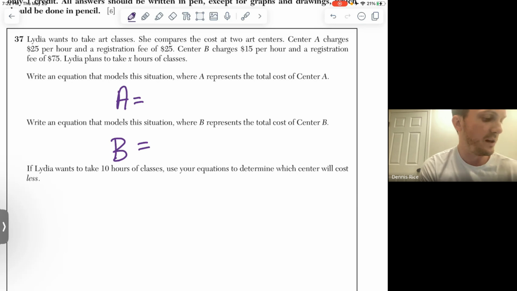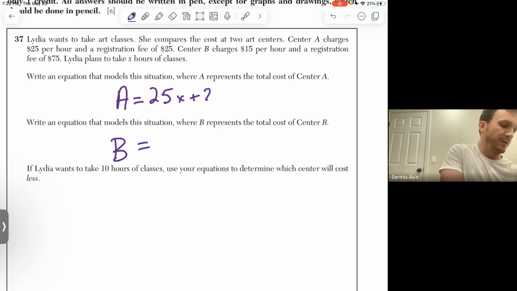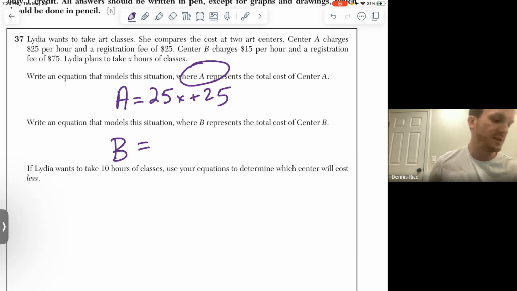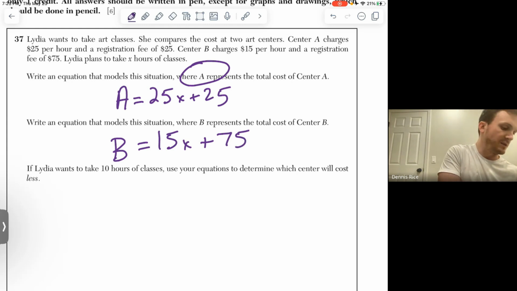Can anyone tell me what that would look like as an equation? What would be the equation for center A? 25x plus 25, yeah. And how about for center B? They do say to call it A. I looked through the models, and if you put like y equals, they didn't penalize you, but I always just follow what they tell me to call it. For center B, 15x plus 75. Good. The rate is 15. The constant is 75. And now we're going to find the cost for 10 hours at each class.